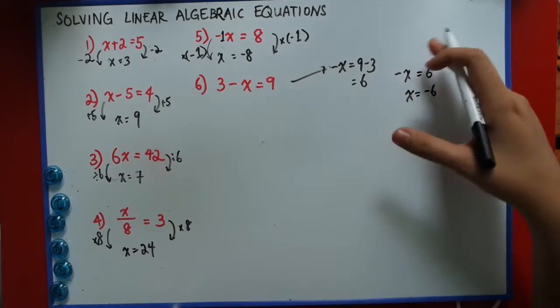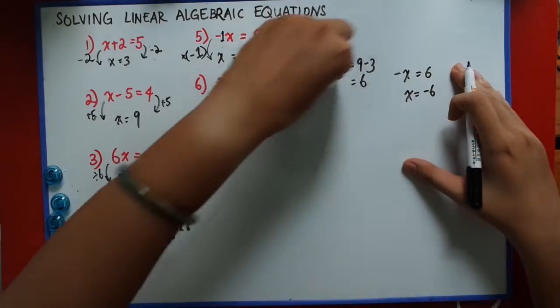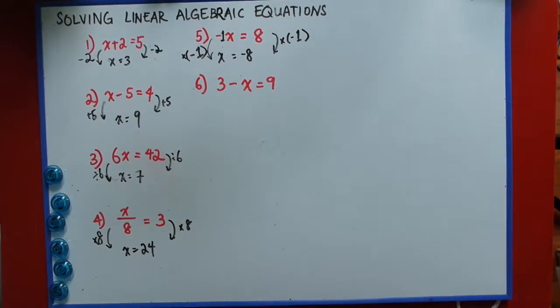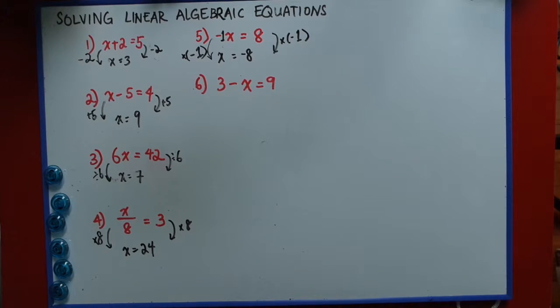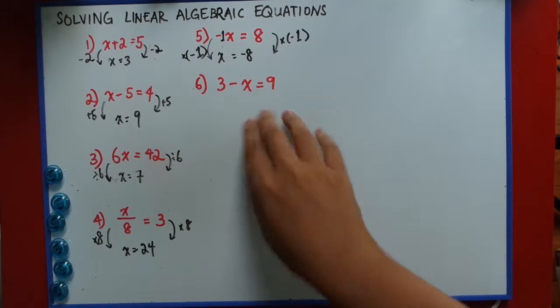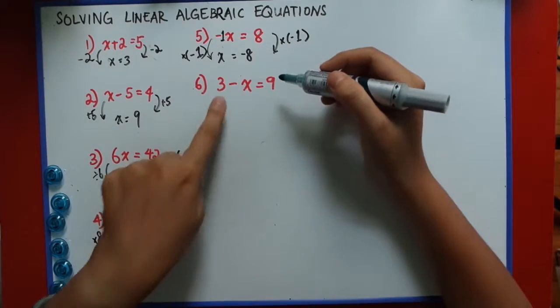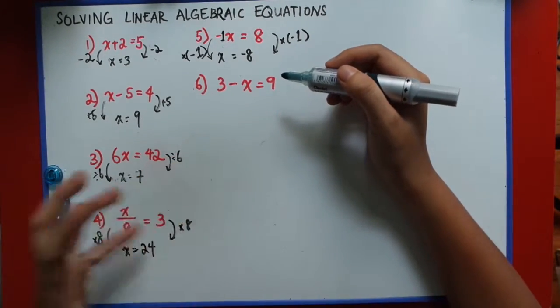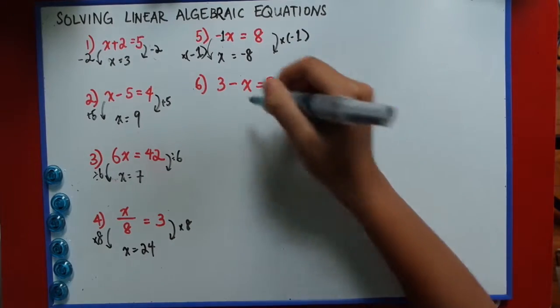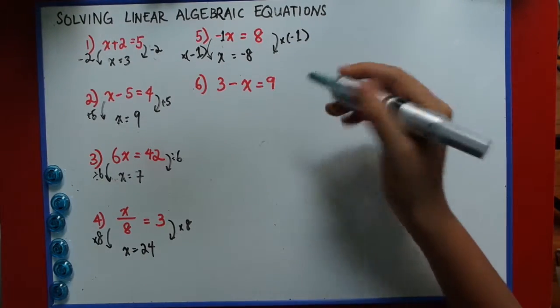But I'm going to show you something a little bit different. There's a reason why I wrote this separately as a different question, because I'm going to explain something interesting that will help you solve these kinds of questions very quickly. So, can you see that 3 minus x equals 9? So 3 is what I call the whole, and x and 9 are the parts.